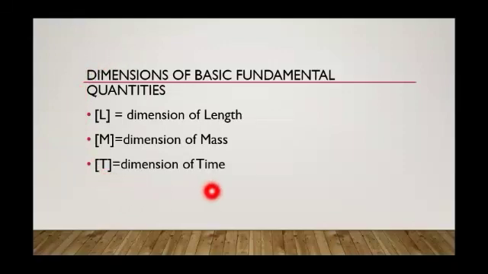As I said, basic fundamental quantities in mechanics, we are going to look upon length, mass, and time. So if you see the letter L inside this square bracket, that means dimension of length. If you see brackets and M inside, that means a dimension of mass. And also if you see time T in brackets, that means the dimensions of time. So this is a dimension of basic fundamental quantities.